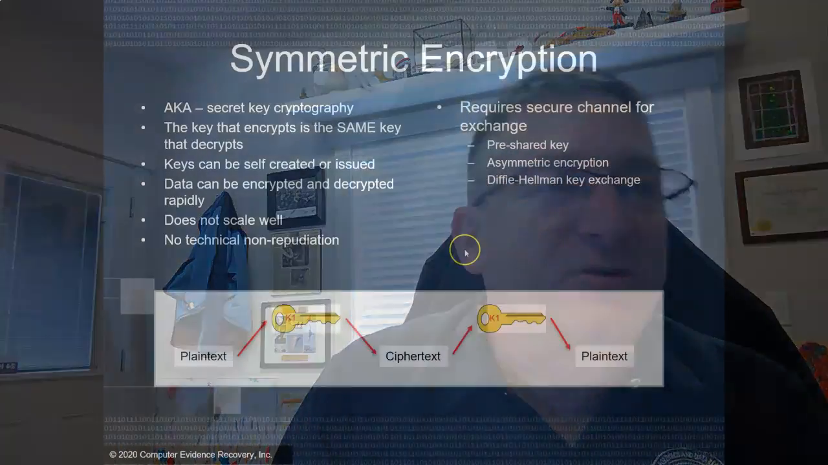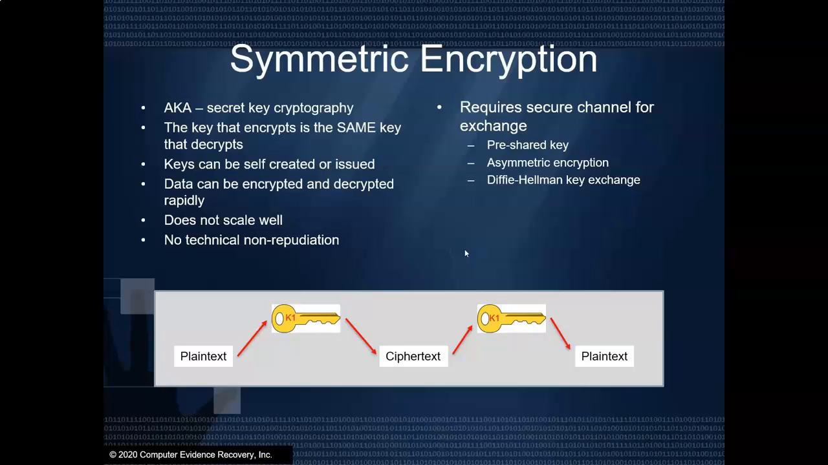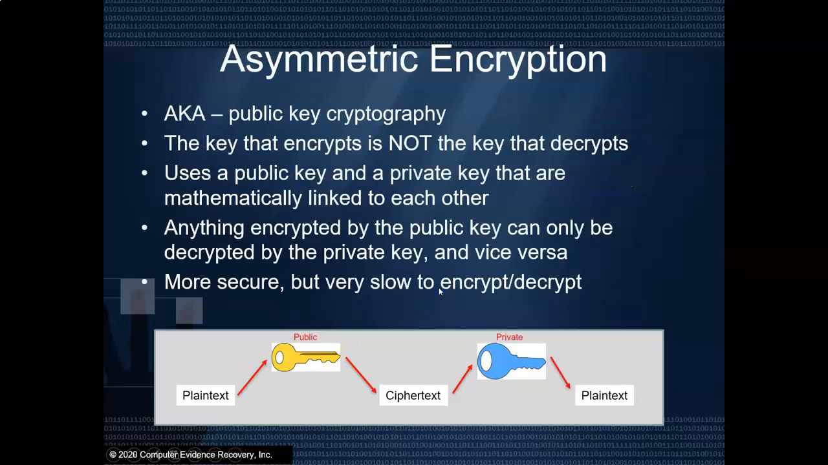In the last episode, we introduced you to symmetric encryption. And just to recap, in symmetric encryption, the key that encrypts is also the key that decrypts. There is only one key. The next type of encryption we're going to discuss is asymmetric encryption. In other words, there are two keys. They are not the same. There is a public key and there is a private key, and they are mathematically linked to each other.